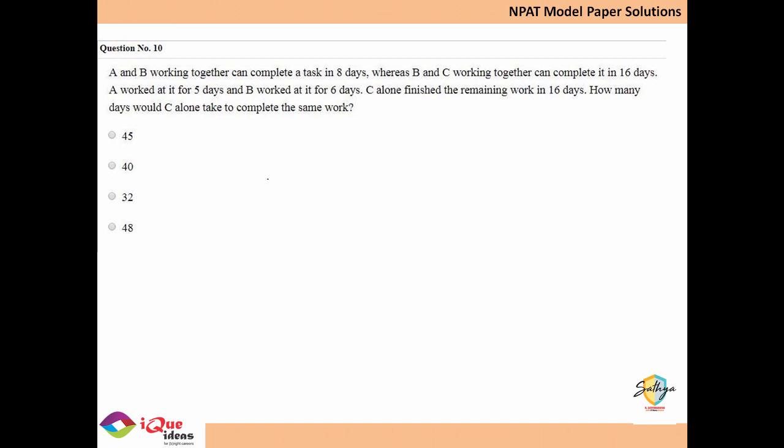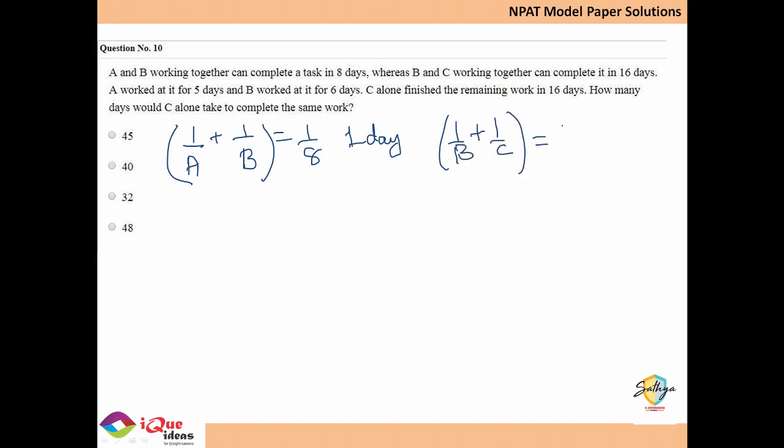Okay, now the next problem. A and B working together can complete a task in 8 days. We always assume that A can complete the task alone in A days, B alone in B days and C alone in C days. So per day, 1 upon A plus 1 upon B, 1 upon 8, is the work done by A and B in one day. Similarly, I get 1 upon B plus 1 upon C is equal to 1 upon 16. Again, this is the work done by B and C together in one day.